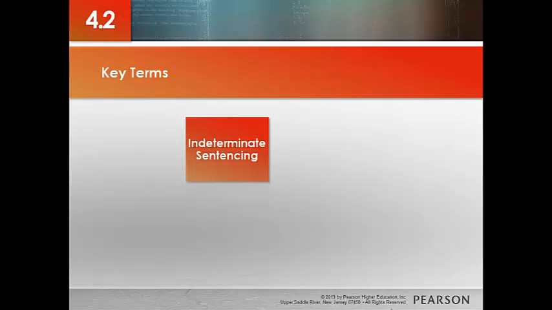Indeterminate sentencing is a system in which the convicted offender receives a sentence that covers a time range rather than a fixed period. Indeterminate sentencing is linked more to rehabilitation and behavioral change while incarcerated, with release determined by a parole board. On the other hand, determinate sentencing is a system in which the convicted offender receives a sentence to a specific time period rather than a time range.